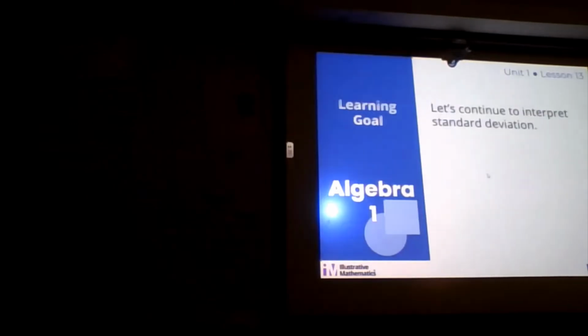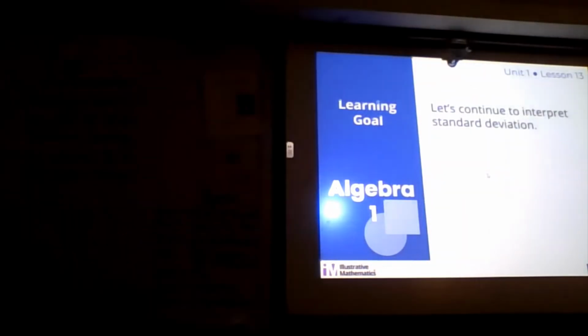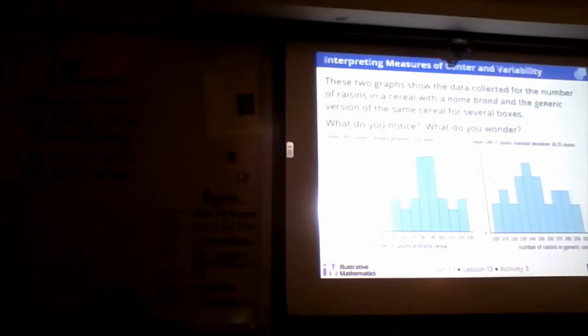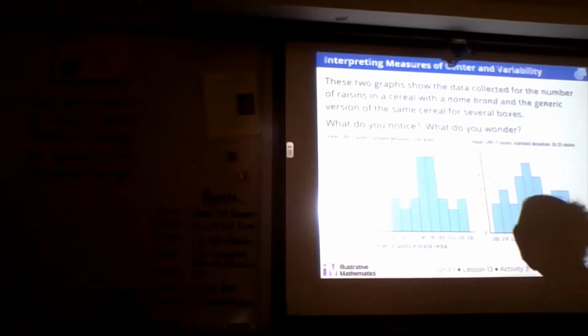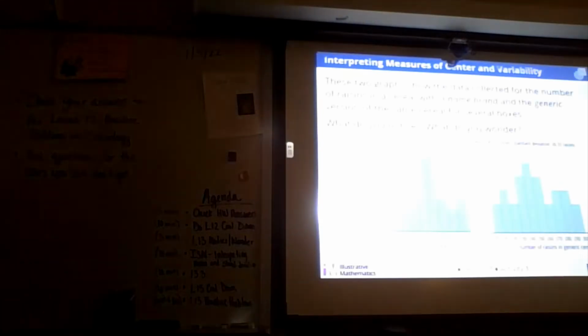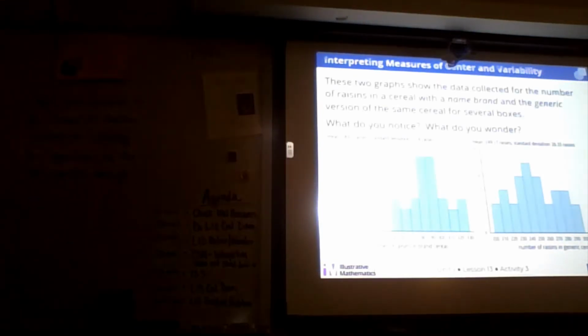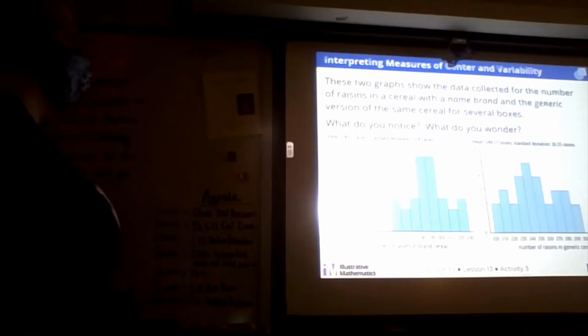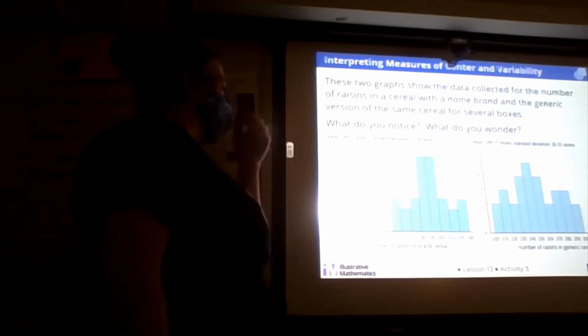All right, so looking at standard deviation in a real life context, we're going to look at interpreting it, but also interpreting the mean. So I just wanted to take a look at these two graphs. It says these two graphs show the data collected for the number of raisins in a cereal with a name brand and the generic version of the same cereal for several boxes. What is something that we notice? What is something that we wonder?